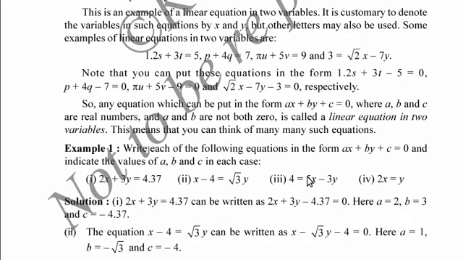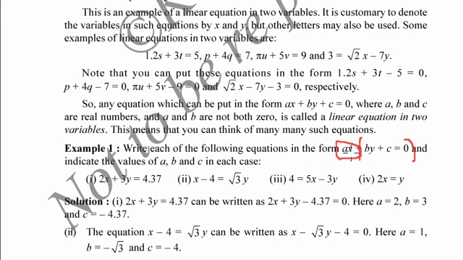The general form of a linear equation involving two variables could be represented as ax plus by plus c is equal to 0. Notice that the coefficients a and b cannot be equal to 0. If a or b is equal to 0, say for instance, if a is equal to 0, the equation becomes by plus c is equal to 0. This becomes an equation involving only one variable because the other variable is 0.